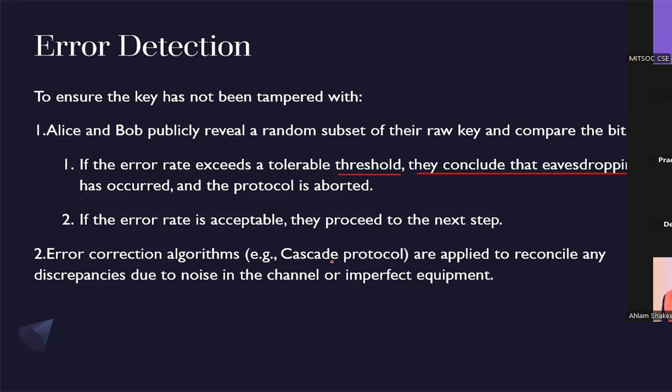I think in the last sessions you might have seen the error correcting algorithms, like the SQL protocols, applied to reconcile any discrepancies due to the noise in the channel or imperfect equipment. Regarding this particular algorithm, we need to consider only these points: Alice and Bob publicly reveal a random subset of their raw keys and compare the bits. If the error is above the threshold, then we need to abort this protocol and restart with the key generation.